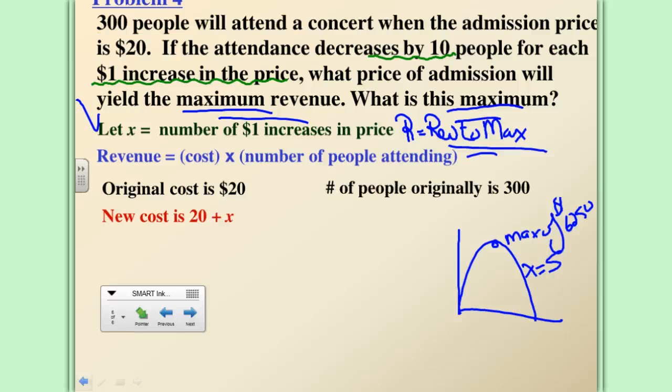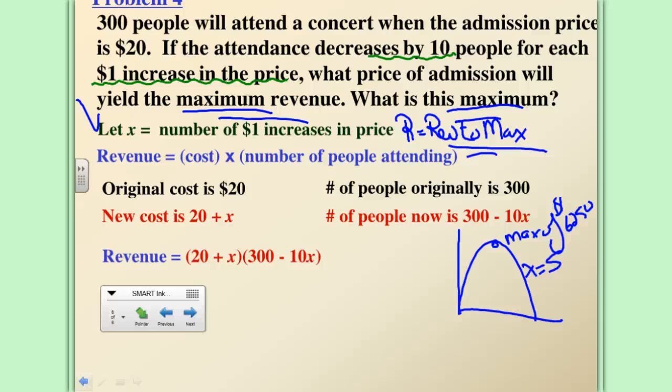How many people are coming? Well, you used to have 300, but now you're going to lose people. But that's okay, because you might be making more money. So the number of people that are now going to come is 300 minus 10 people for every time you increase. Okay?